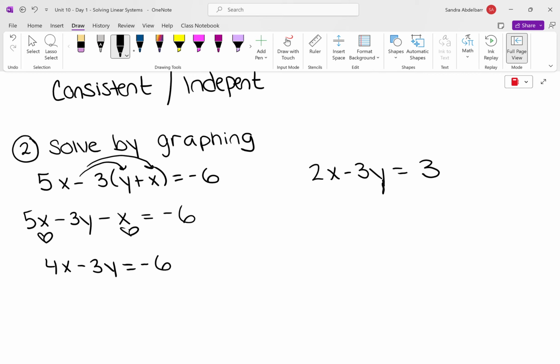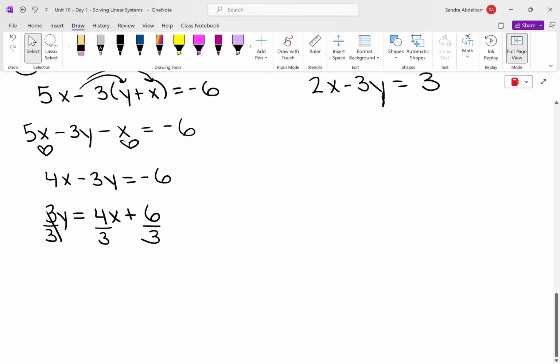I'm going to add the 3y over and add the 6 over. So we're going to get 3y equals 4x plus 6. Now, I need to get y by itself, so now I'm dividing everything by 3. So I get y is equal to 4/3 x plus 2.